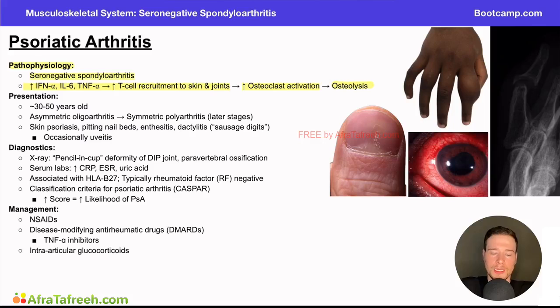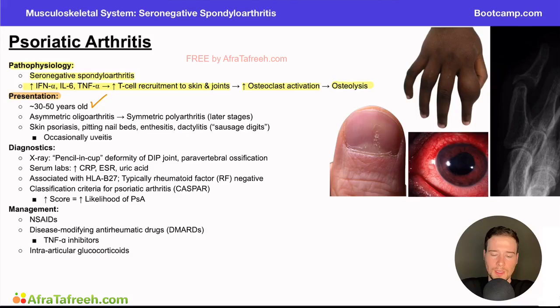Now, when we think about the classic presentation here, this is usually going to be in kind of that 30 to 50-year-old age range. So not super common in a 12-year-old, not super common in a 75-year-old. Does this mean this can't occur? Does it mean it can't be their first diagnosis at that age? Absolutely not. This is just the most common age range that we typically see this condition in.